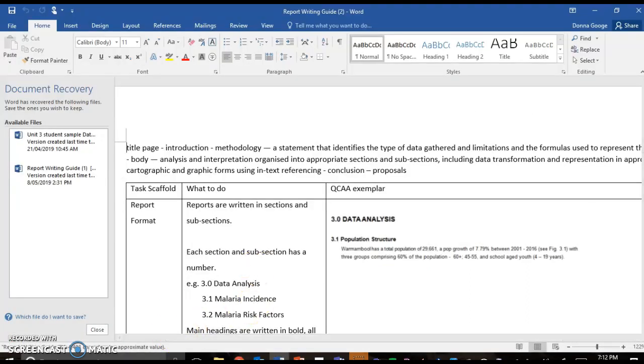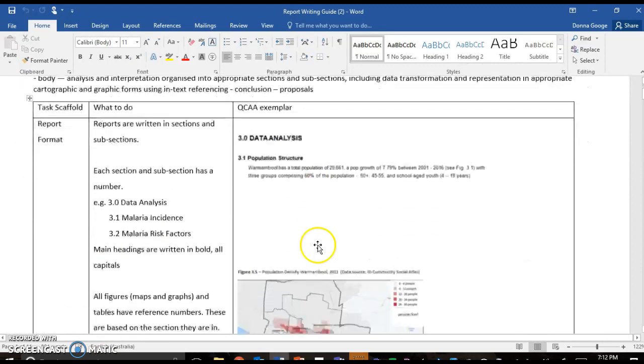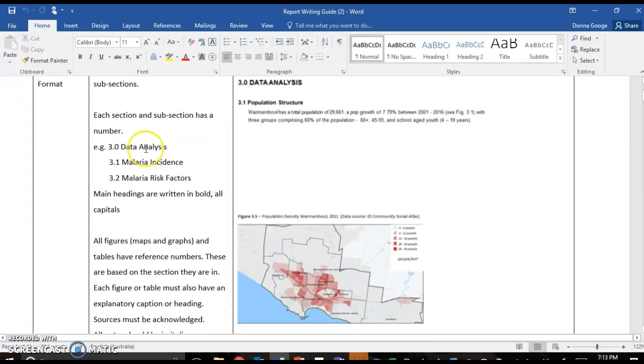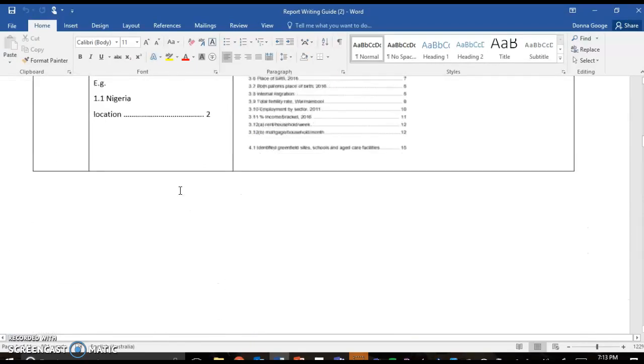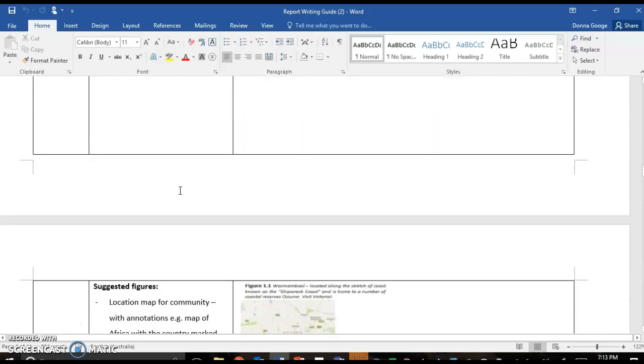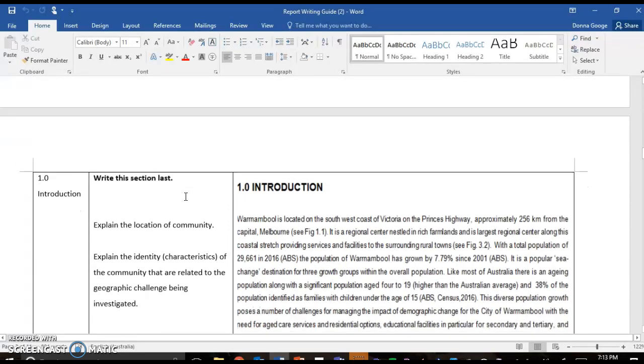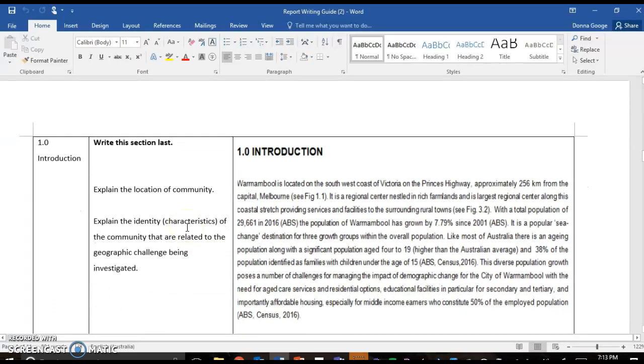Now if you look at our report writing guide, we're talking about sections and subsections, such as here, to give you an idea of what you could do in your sections. Section 1, your introduction. That's the location of your community. Whereabouts in Africa are they located? What are the characteristics related to malaria? Look at, briefly, the analysis of that initial graph that you did.